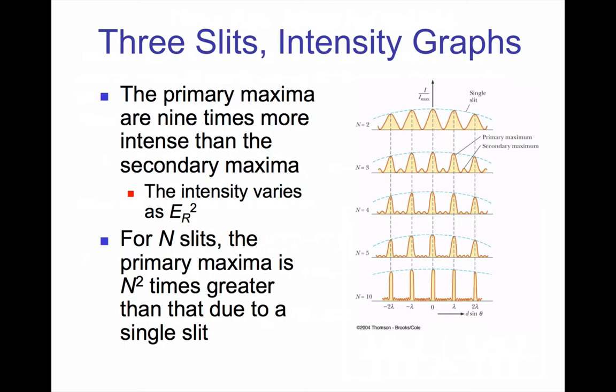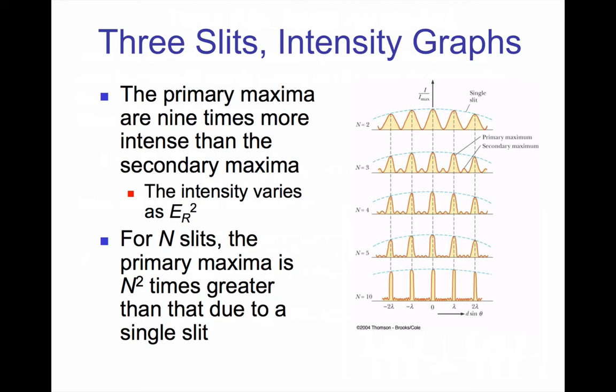So you see in this diagram the intensity graphs for several different numbers of slits. For each number, the maximum electric field is n times the value for a single slit, and so the maximum intensity is n squared times the single slit intensity. You can see changes as the number of slits increases.